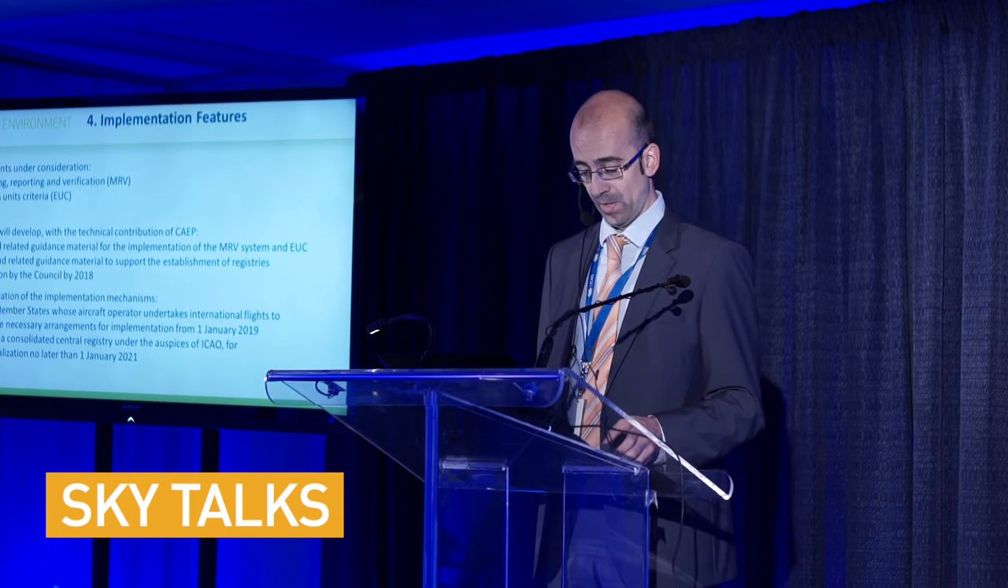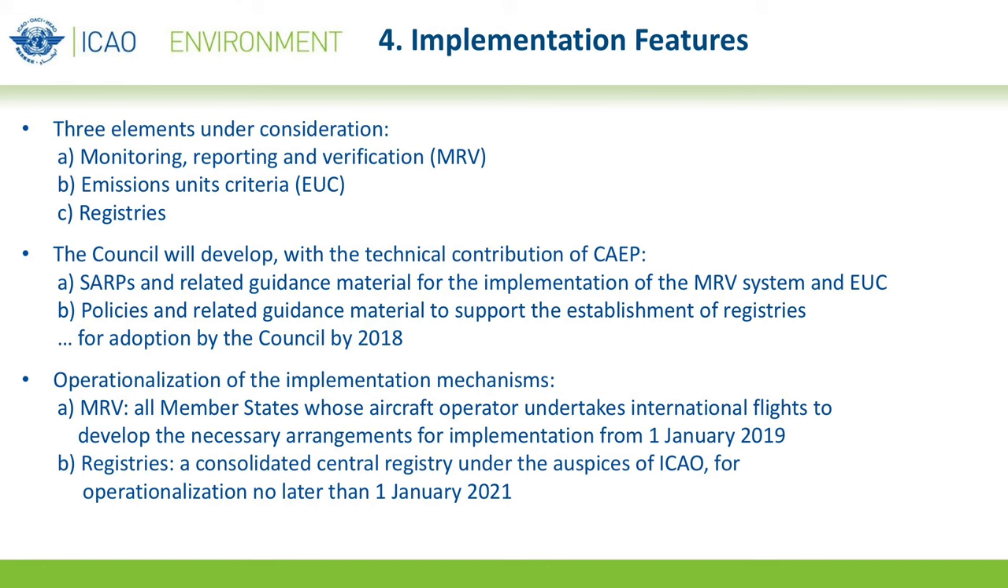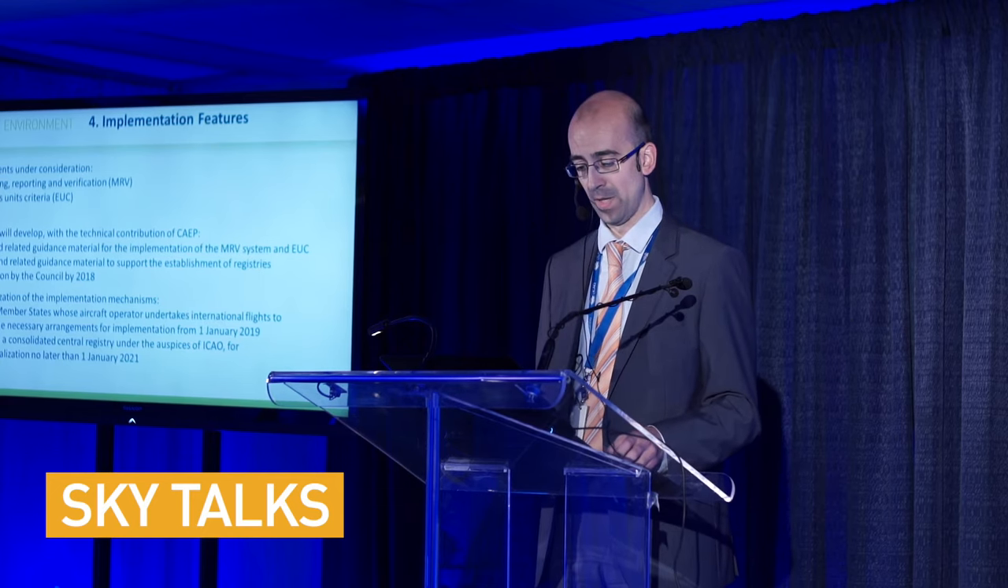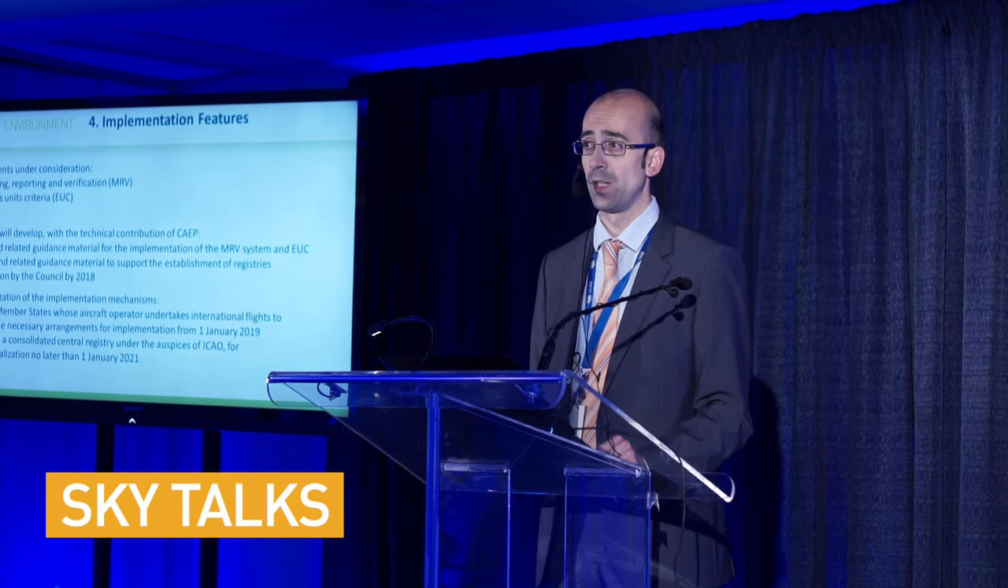Let's move now to the implementation features of the CORSIA. And as you can see on the screen, there are basically three elements. We have the establishment of a monitoring, reporting, and verification system, the emissions units criteria used for the offset of CO2 emissions, and registries. The current draft assembly resolution text asks the Council to develop, with the technical contribution of CAEP, which is the Committee on Aviation Environmental Protection, standards and recommended practices, as well as guidance material for the implementation of the MRV system and the EUC. And in addition, it also requests the Council to develop policies and related guidance material to ensure the establishment of registries. All these materials have to be ready for adoption by the Council in 2018.